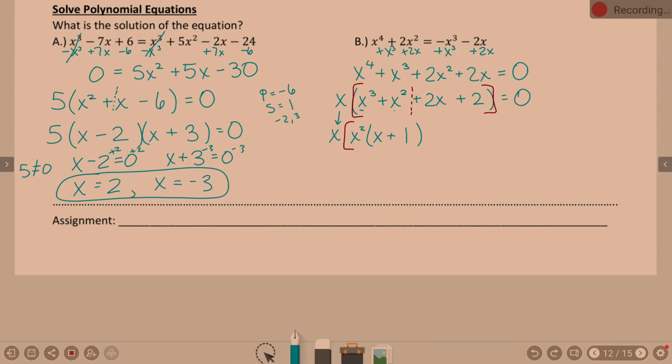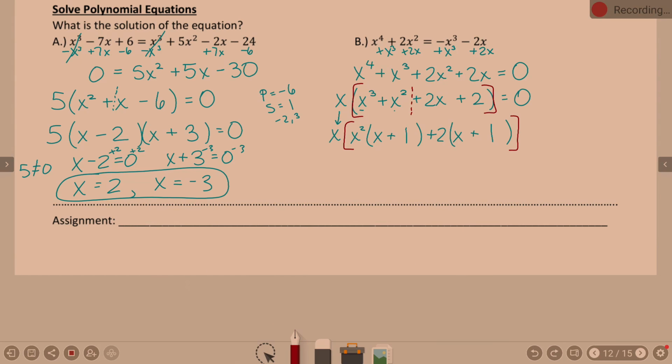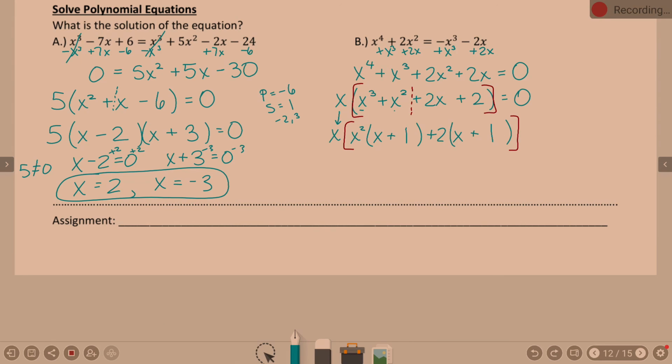Okay. Now it's the second half. What do 2x plus 2 have in common? A 2. Is that a positive 2 or negative 2? Positive. So I'm going to write a plus 2 here. And I'm going to factor out a 2. 2x divided by 2 is x. Plus 2 divided by 2 is 1. Okay, guys. Yes. Good news. Why do I know I'm on the right track? Because the x plus 1's match.